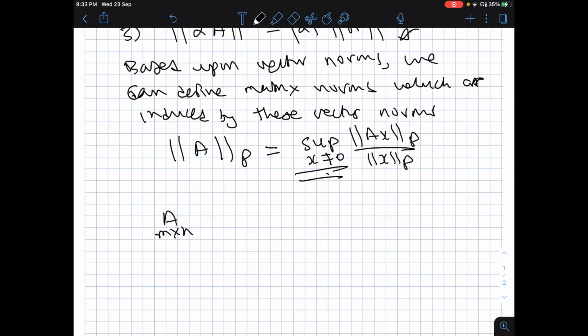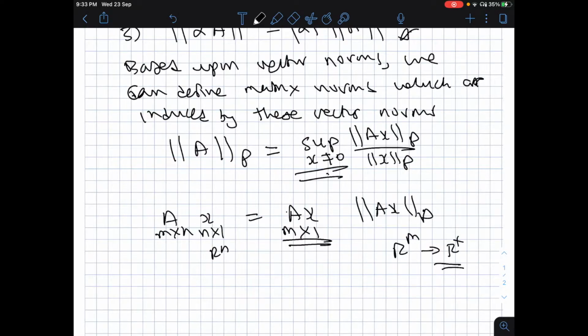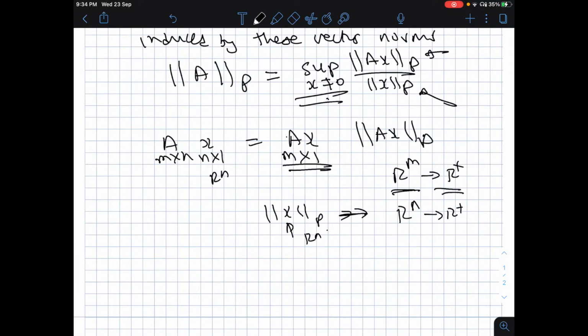So A is an m cross n matrix, x is an n cross 1 vector from Rn, and Ax becomes an m cross 1 vector. When I say the norm of Ax, this is a vector norm from Rm to R plus. And when I divide by the norm of x, since x comes from Rn, this is a vector norm from Rn to R plus. So this is a different norm, though the notation looks the same; the vectors live in different spaces.